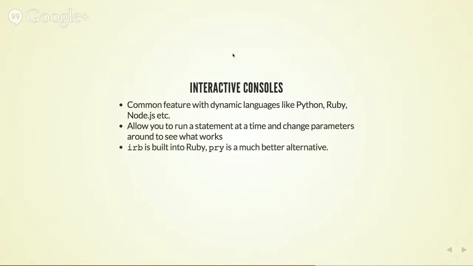You've probably encountered it in Ruby as IRB, but Pry is a much better alternative, in my opinion, which is provided through a gem. IRB is built into Ruby. And you most often encounter it through Rails by running Rails console. That will give you an IRB with the context of your Rails application.